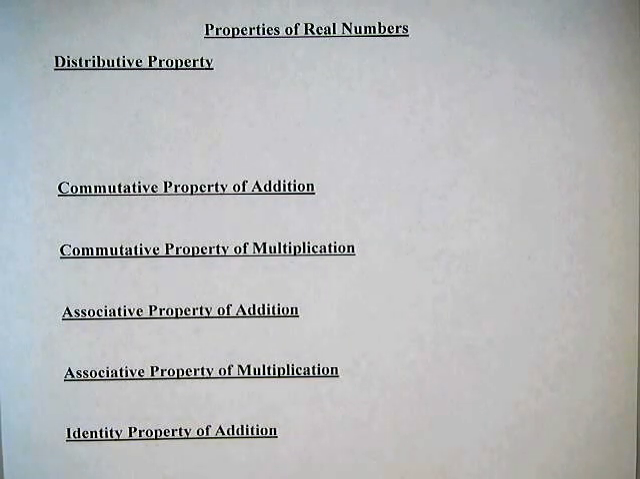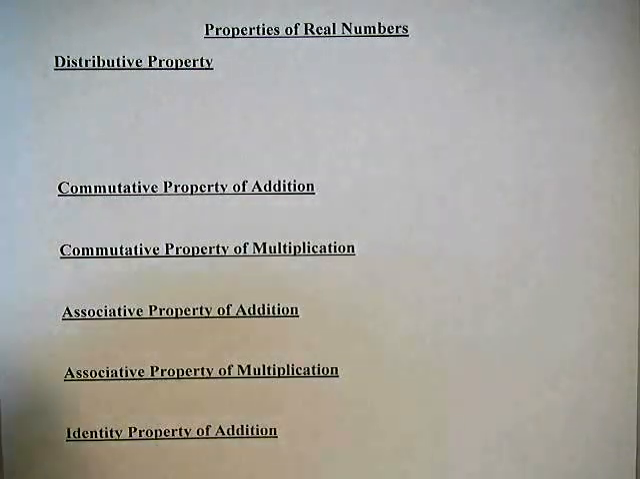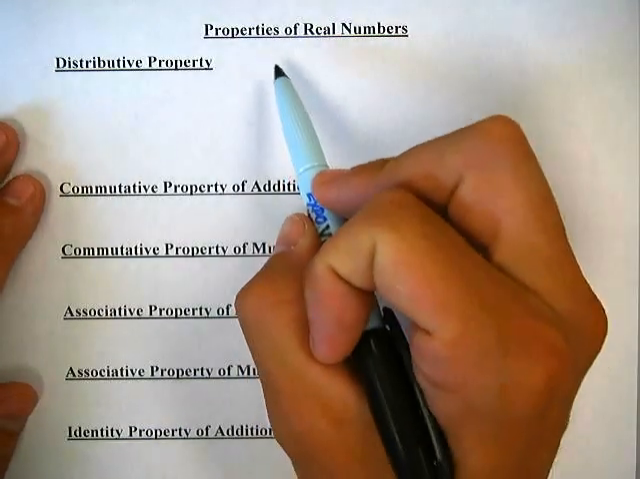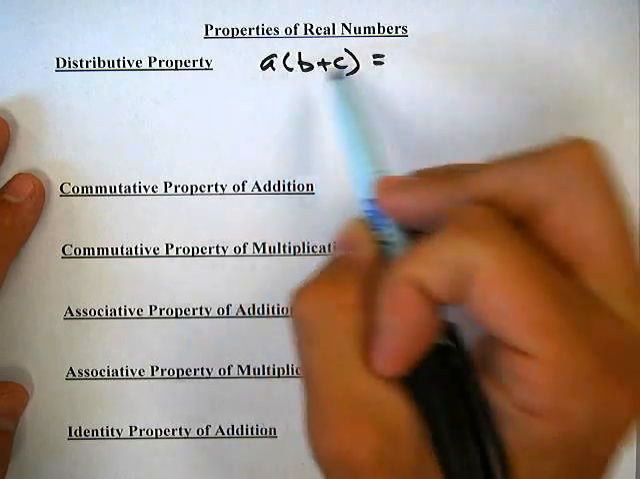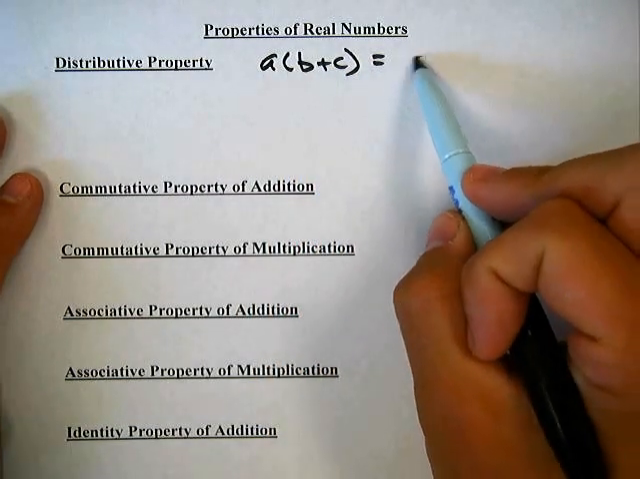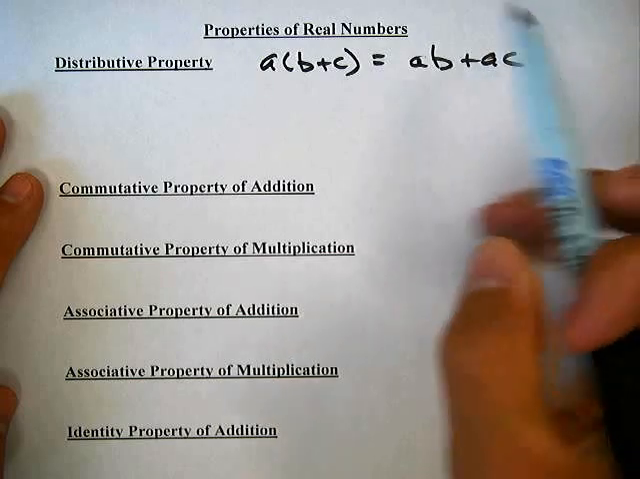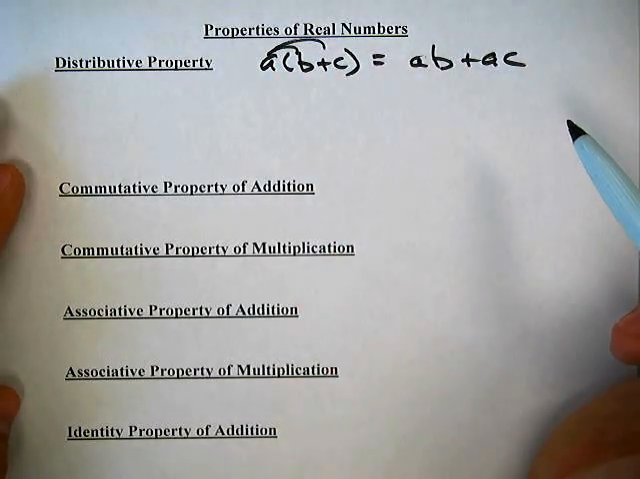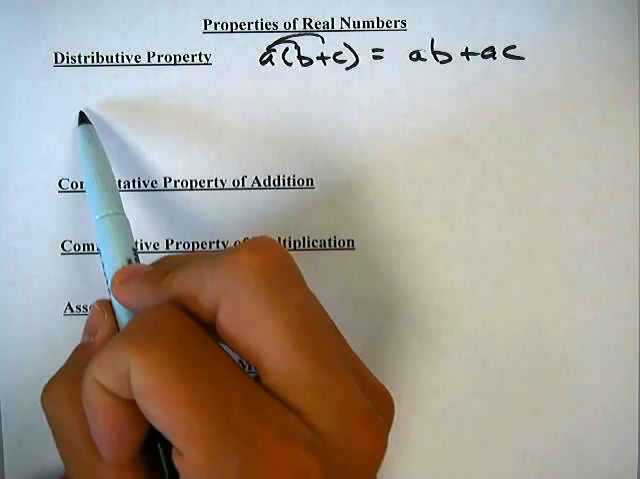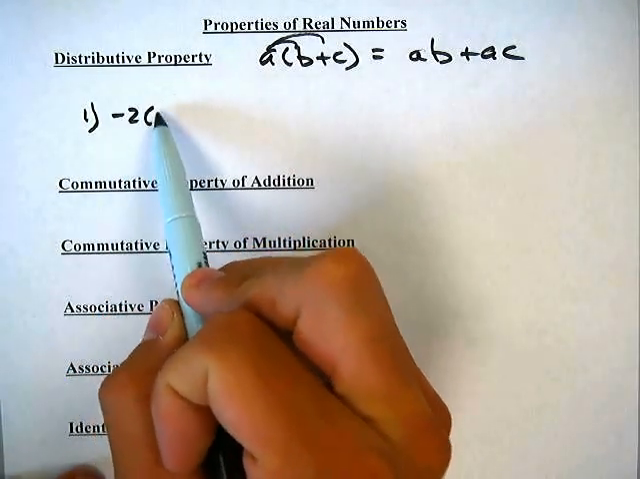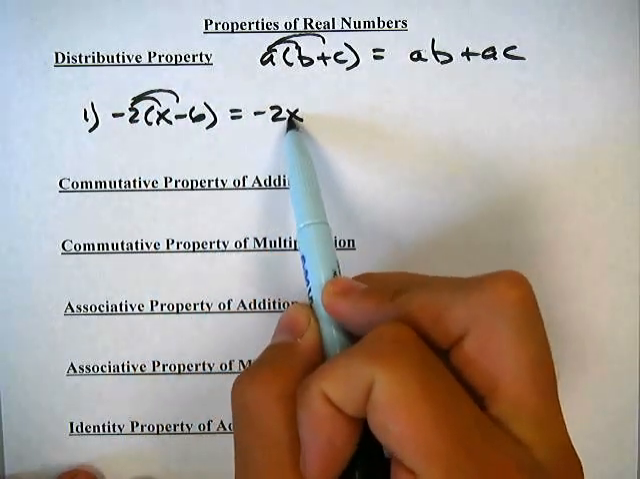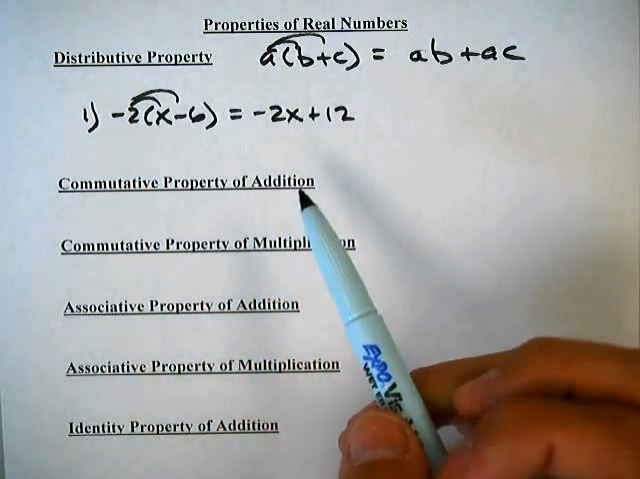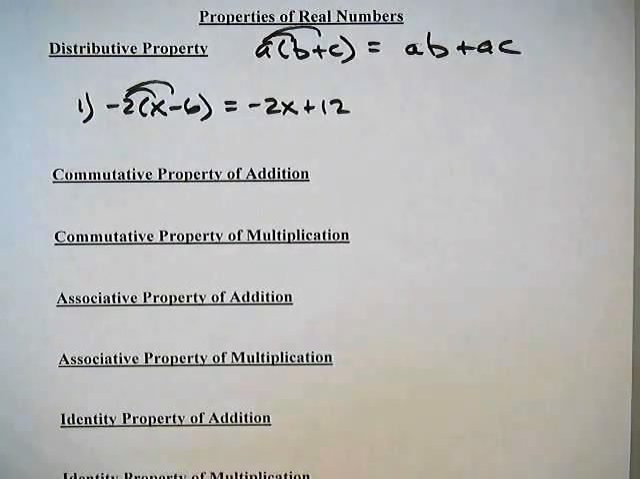The first one, which I want to talk probably the most about because we use it probably the most, is distributive property. Distributive property simply says that if I have A times B plus C, or A times a quantity of B plus C, then that equals AB plus AC. You simply distribute. Okay, so a quick example would be something like negative 2 times x minus 6. Distribute: negative 2x plus 12. Okay, pretty simple right there.